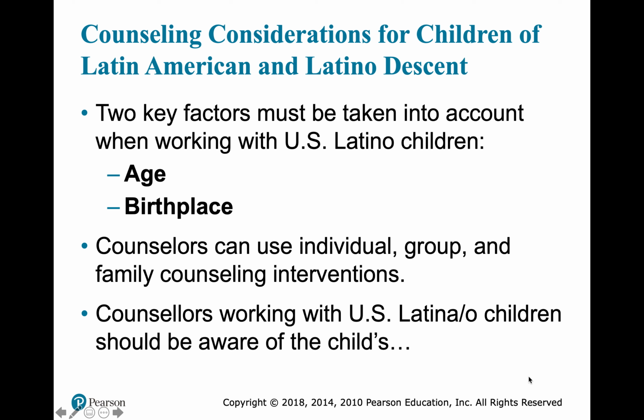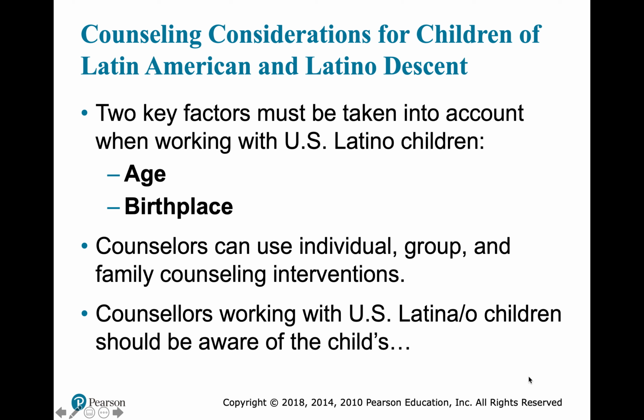The next one is birthplace. So compared to those born in the United States, children who were born in native country and immigrated to the U.S. are more likely to experience academic difficulty. They're less likely to attain cognitive fluency in Spanish or English, so either language. And they face greater risk for acculturative stress. So those are things to keep in mind as well.